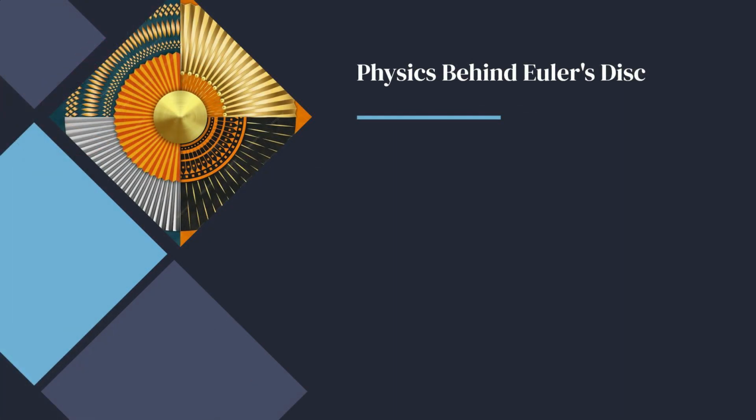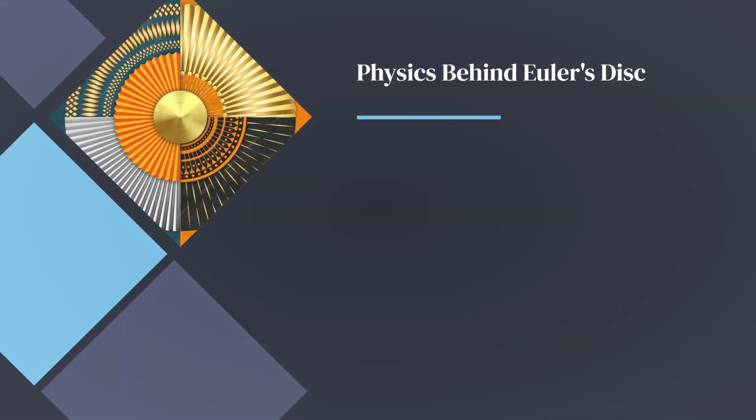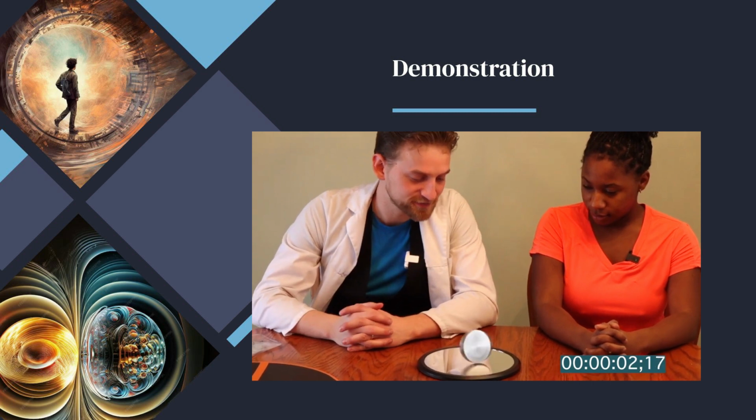Physics behind Euler's disk. Angular momentum plays a key role in the prolonged spinning of Euler's disk. Friction converts the disk's rotational energy into vibrational energy, leading to the intriguing precession motion. And it spins.